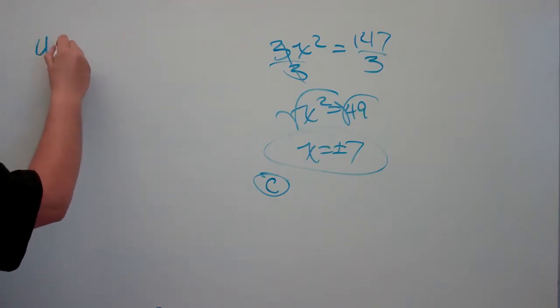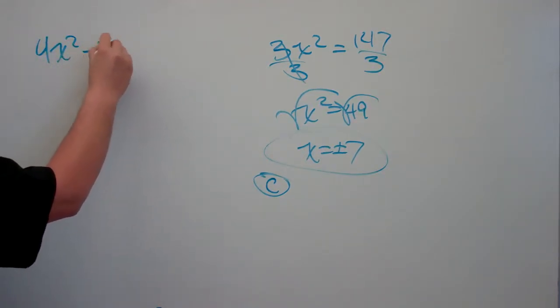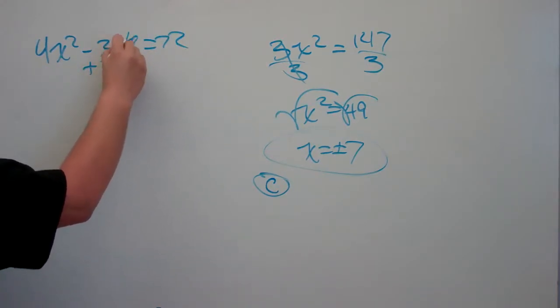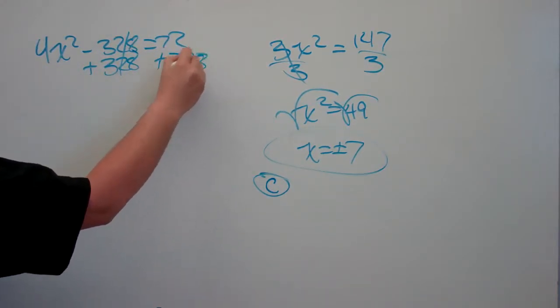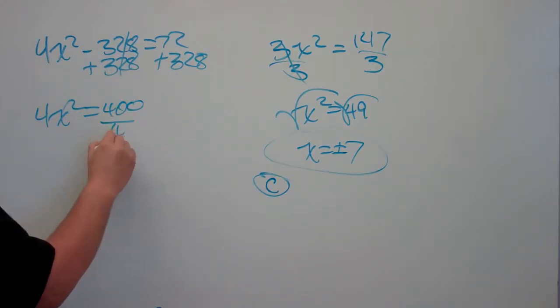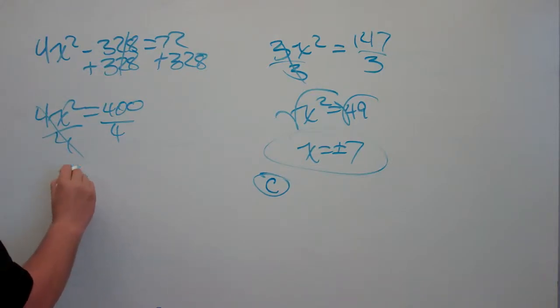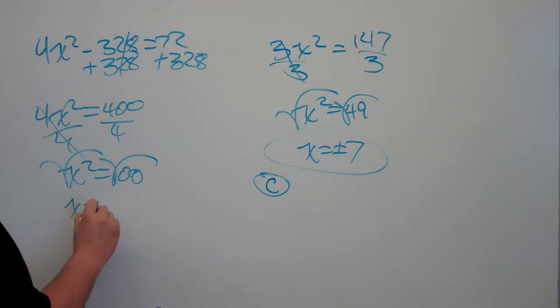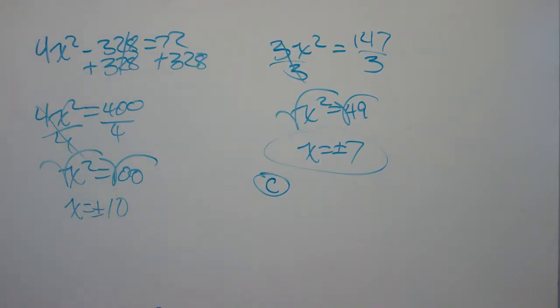10 says 4x squared minus 328 equals 72. Add the 328 to both sides. 4x squared equals 400. Divide both sides by 4. X squared equals 100. Square roots. X equals positive or negative 10. So the answer is C yet again.